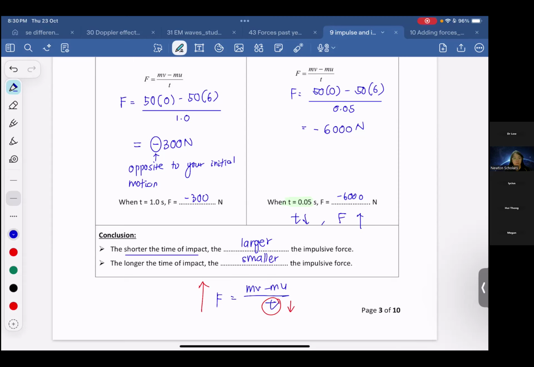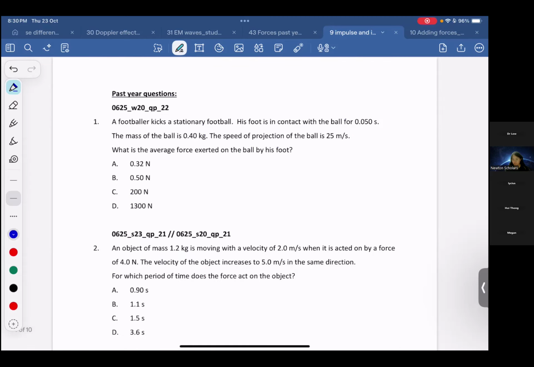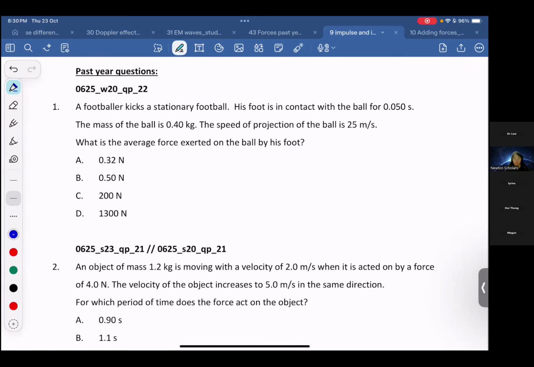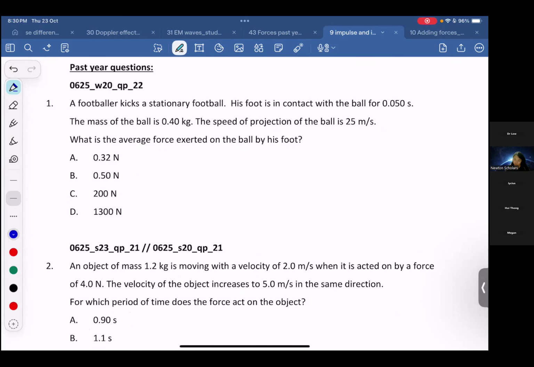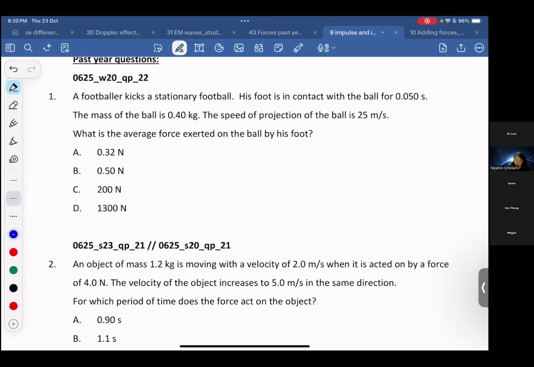Okay, we talk. Okay, Megan. Okay, Crystal. Okay, yes, good job. My dear, here. This is 2020. It's an MCQ past year question.